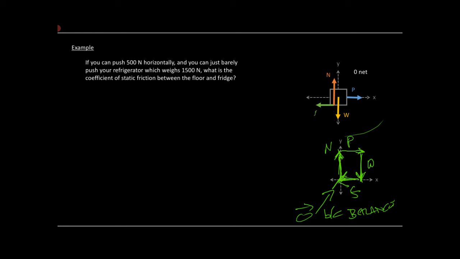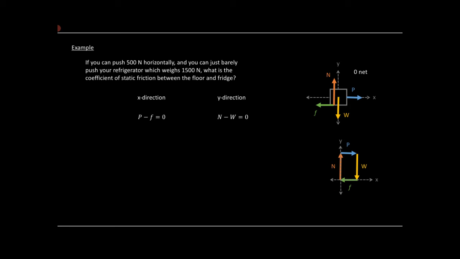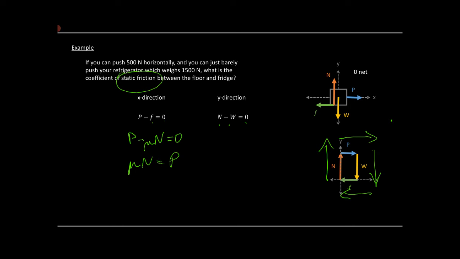Now what we'd like to do is take this picture and find the x and the y directions. So in the x direction we have the push to the right and the frictional force to the left, P minus F equals 0. In the y direction we have the normal force coming up and the weight coming down, that's N minus W equal to 0. What we really want to find is the coefficient of static friction. This has to do with friction, so we want P minus mu N equal to 0. The way of saying that is mu N is equal to P.